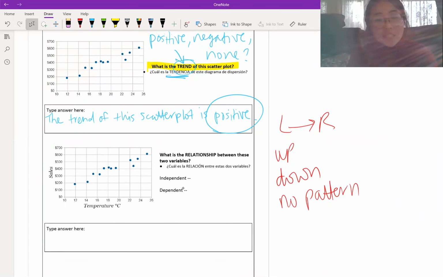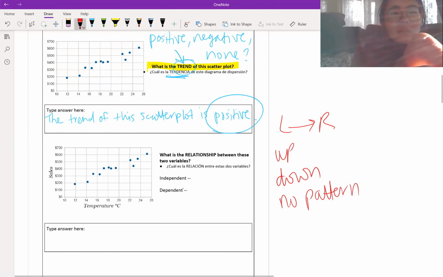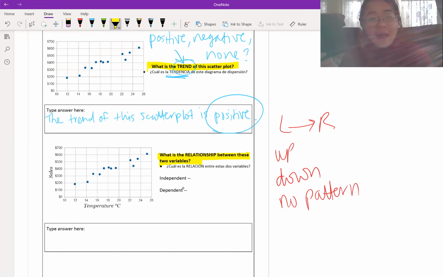Now with a relationship, this is when we go more into the real life example of scatter plots. Scatter plots aren't just random data points, they're actually about real life things, right? We know that scatter plots are dealing with independent and dependent variables. When I'm asking for the relationship for these 2 variables, let me get the highlighter. I want you to talk about these variables. What's the relationship this graph is showing?